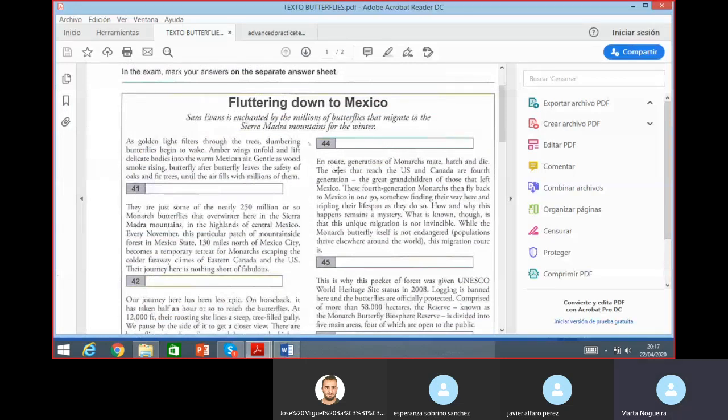En route es un galicismo, and it means de camino, como en ruta, de camino, ¿vale? This is a French expression. En route, generations of monarchs mate. Mate es aparearse. To mate.